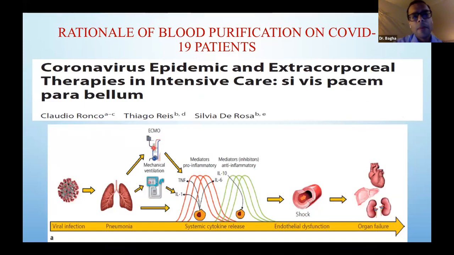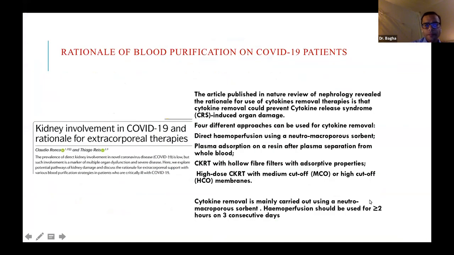So this was a paper by Professor Ronco, which was looking at the coronavirus epidemic and extracorporeal therapies in the intensive care. We know that the viral infection causes pneumonitis, and because of the severe pneumonitis, we tend to use mechanical ventilation and ECMO. All of this leads to an increase in your pro-inflammatory mediators. There's a systemic cytokine release, which leads to endothelial dysfunction and subsequently multi-organ failure.